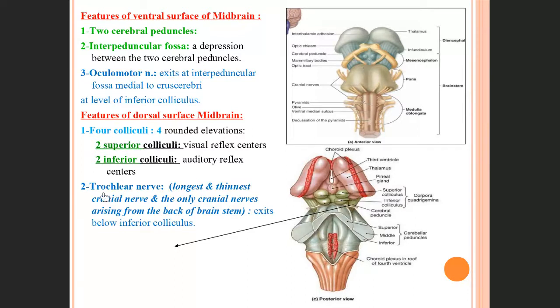And see this in this diagram, it is one easy thing. All the yellow structures are the nerves, the cranial nerves, and they are coming from here. Only the trochlear nerve is coming from the back side of the brainstem.